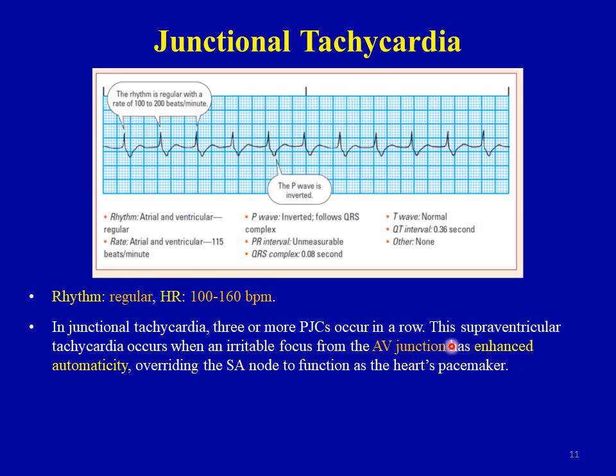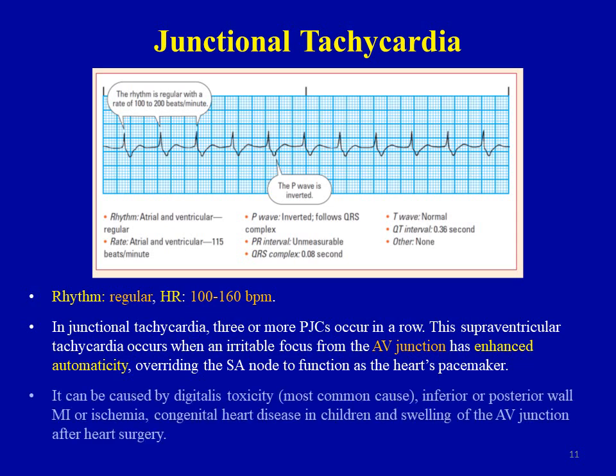This supraventricular tachycardia occurs when an irritable focus from the AV junction has enhanced automaticity. It fires at a fast rate. And this high firing rate will override the SA node and will function as the heart's pacemaker. Now the AV junction will become the pacemaker in junctional tachycardia.